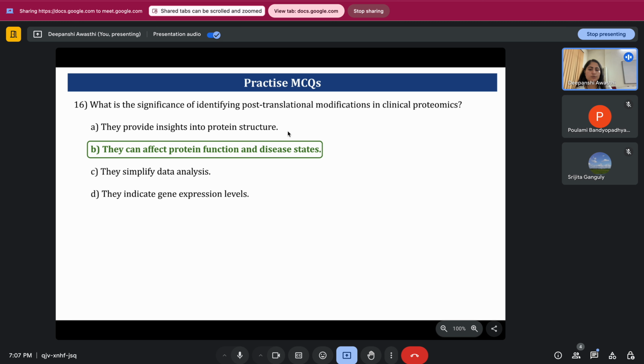And they provide insights into protein structure. So not exactly, because they will have some impact. They might change a little bit of a protein structure, but they do not provide any insights about the protein structure. And they simplify data analysis, so not at all. They do not simplify analysis because you are also incorporating post-translational modification information, so you are kind of complicating analysis, not simplifying it. And they indicate gene expression levels. So that is also not true because post-translational modification has nothing to do with the expression. So this is also not right.